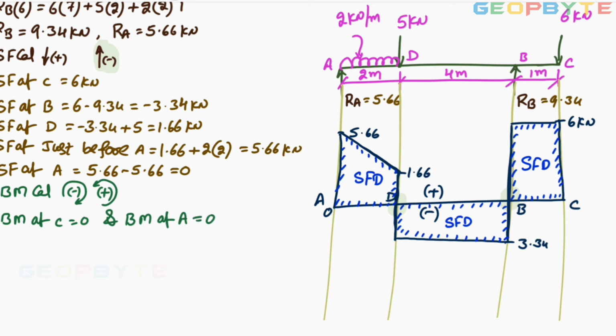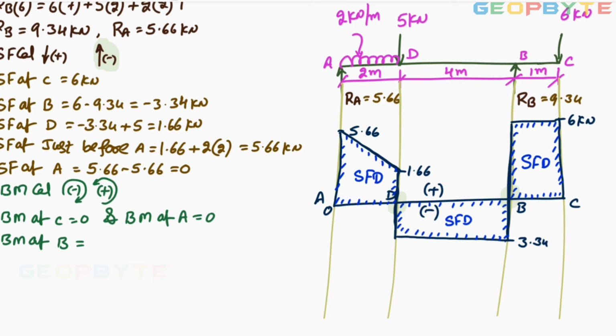Next, BM at B. Just count how many loads are there before B. Only one point load. Is that point load developing clockwise moment or anti-clockwise moment? Clockwise moment. Clockwise moment is positive or negative? Clockwise moment is negative. So BM at B equal to minus 6 into 1. It is equal to minus 6 kilonewton meter.